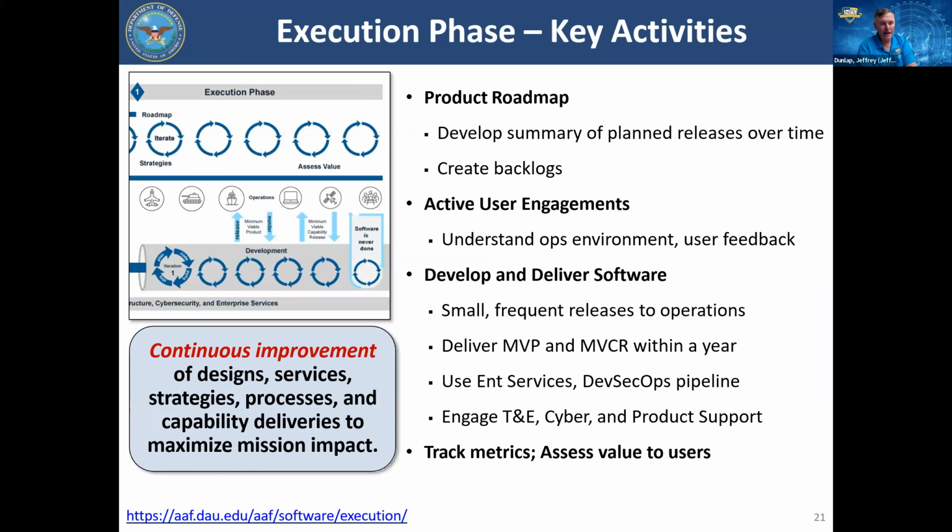We come up with a product roadmap. We have active user engagement, understanding when we need feedback and when they need to be present. And then we're going to deliver small, frequent releases for them once we get to a certain point. And we need to deliver the minimum viable product within a year. And there's a bunch of other stuff: we need to engage the test and evaluation organization, our cyber teams, and our product support teams all need to be connected. And we need to track metrics to make sure we're getting value for the money that we're spending.